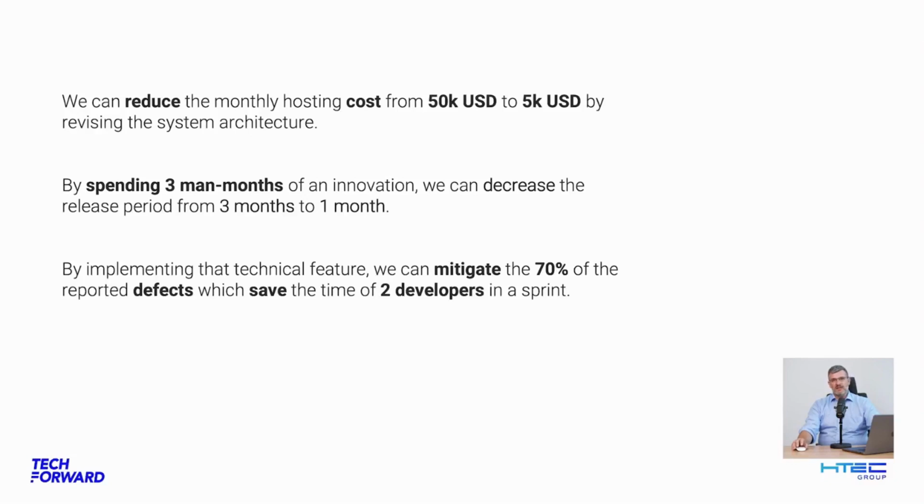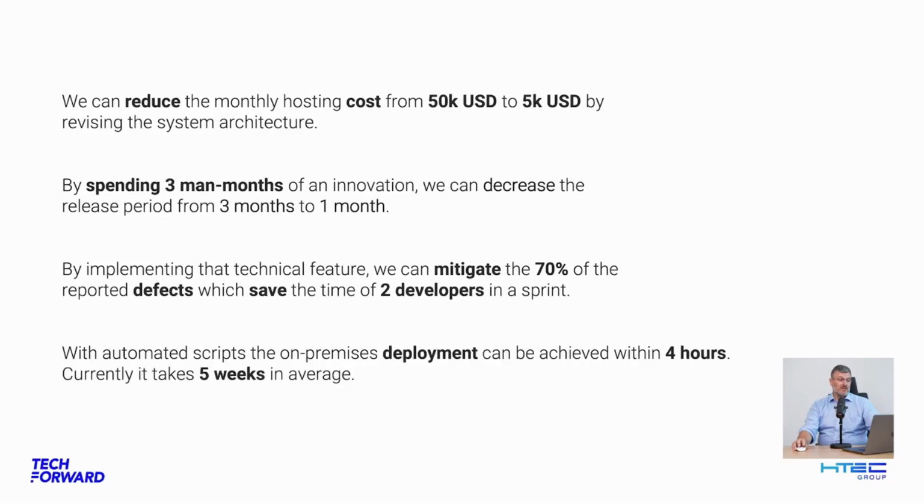By implementing the technical feature, we can mitigate 70% of the reported defects, which saves the time of 2 developers in a sprint. With automated scripts, the on-premises deployment can be achieved within 4 hours. Currently, it takes 5 weeks on average. The sentences could look similar to the original pitch speech, but let's take a closer look.